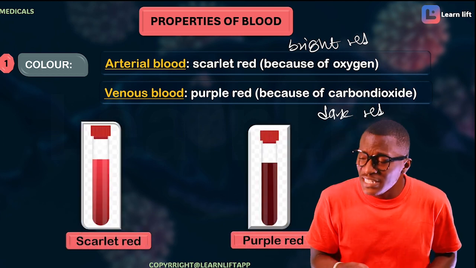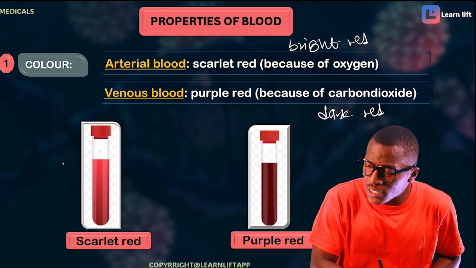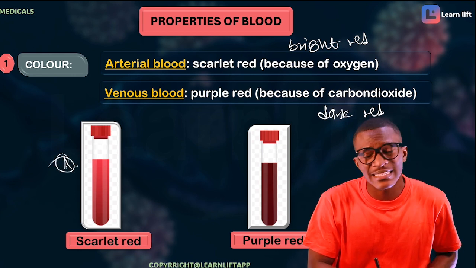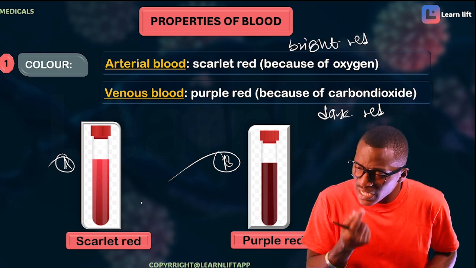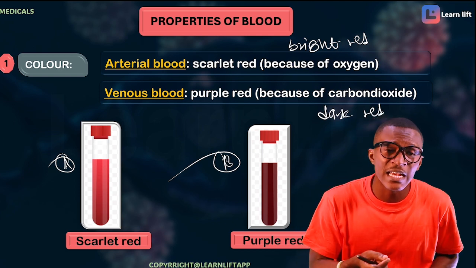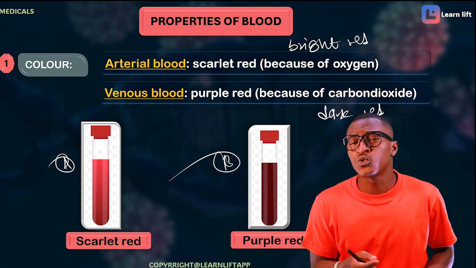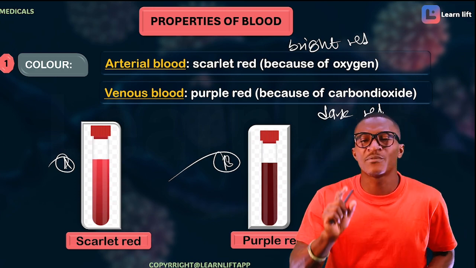You can see that this blood here, this A blood, is called your arterial blood, and this B blood is called your venous blood. You can see that arterial blood is scarlet, while your venous blood is purple. So the first property of blood is, in terms of their color.